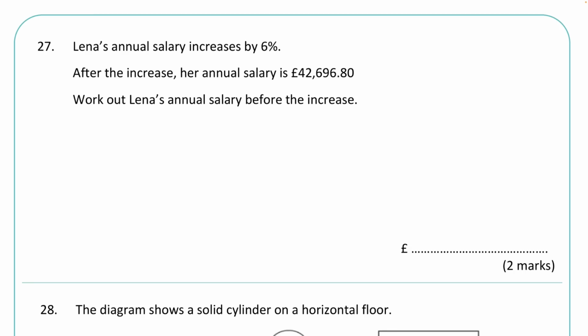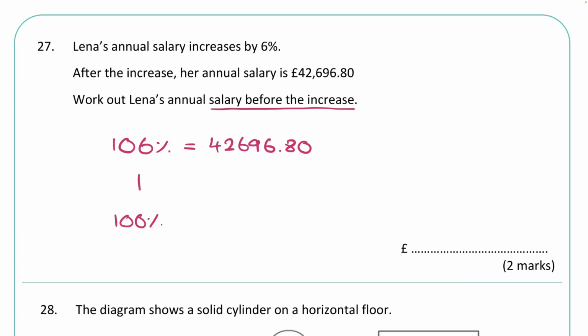So it says here, Lena's annual salary increased by 6%. After the increase, her annual salary is £42,696.80. Work out Lena's annual salary before the increase. So as it's gone up by 6%, that is now 106% of the original salary that she had. So 106% is equal to £42,696.80.